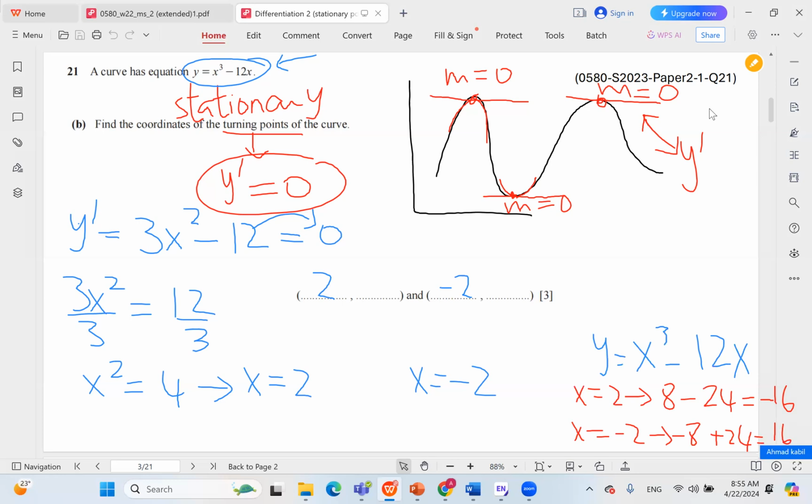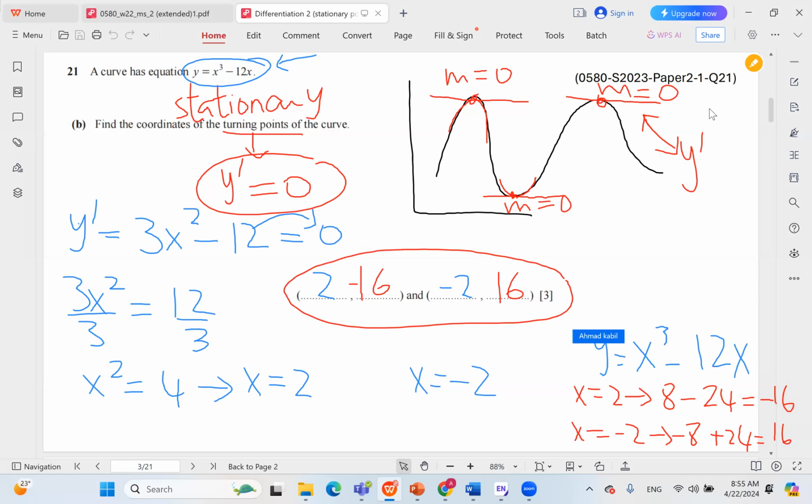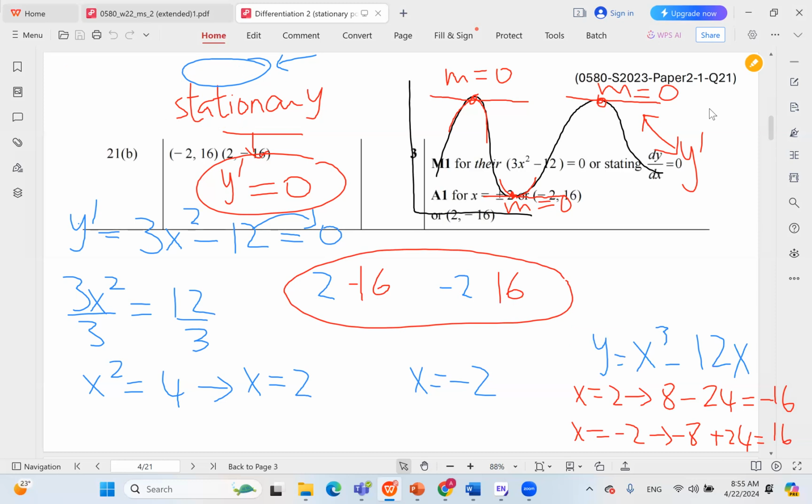So when x equals positive 2, y equals negative 16. And when x equals negative 2, y equals positive 16. And of course, this is our final answer. So negative 2 and 16 is correct, and 2 and negative 16 is also correct.